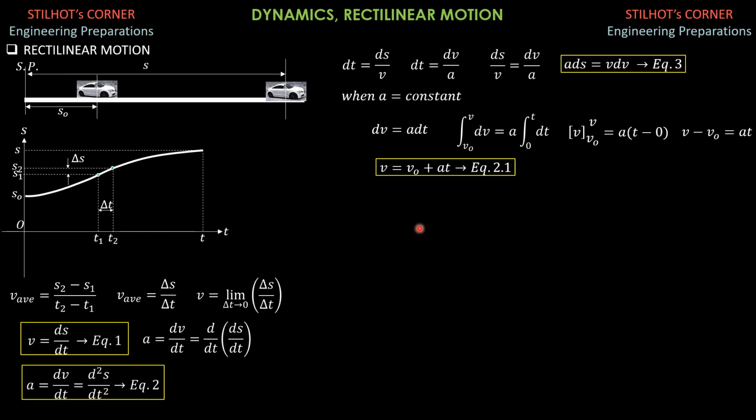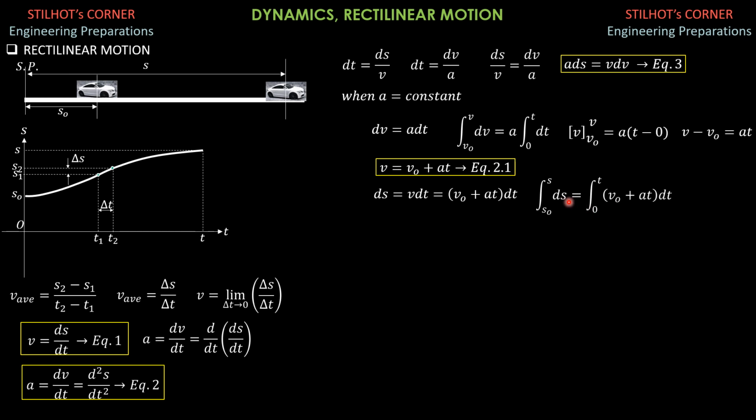Then from equation 1, we have ds equals v dt, and we replace v by this derived formula, v0 plus at. So v0 is constant, a is constant, integrating ds with limits s0 to s, and for dt, 0 to t.